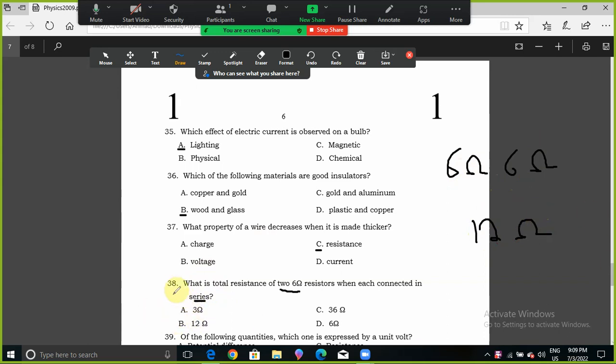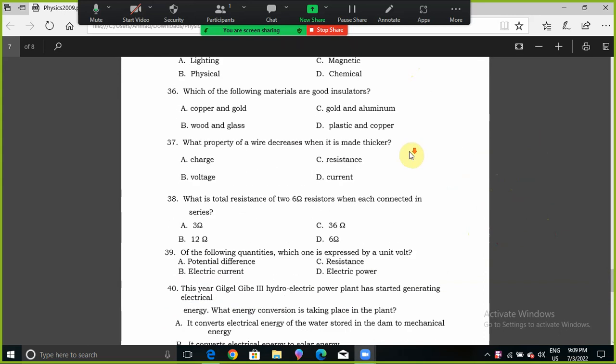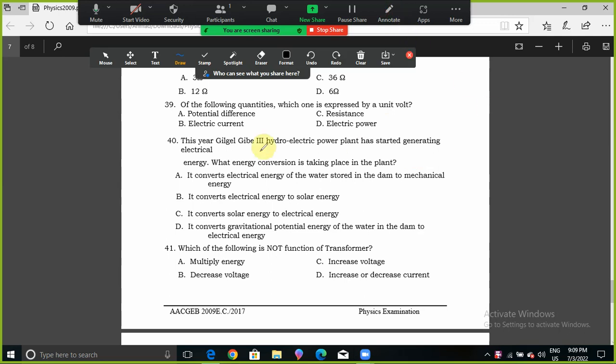That means the answer for question number 38 is B. Now, question number 39. It says, of the following quantities, which one is expressed by a unit volt? If you look properly, a unit volt is also the potential difference. Why? Because the voltmeter's unit is volt. That means its other name is also potential difference. Question number 39, its answer is A.